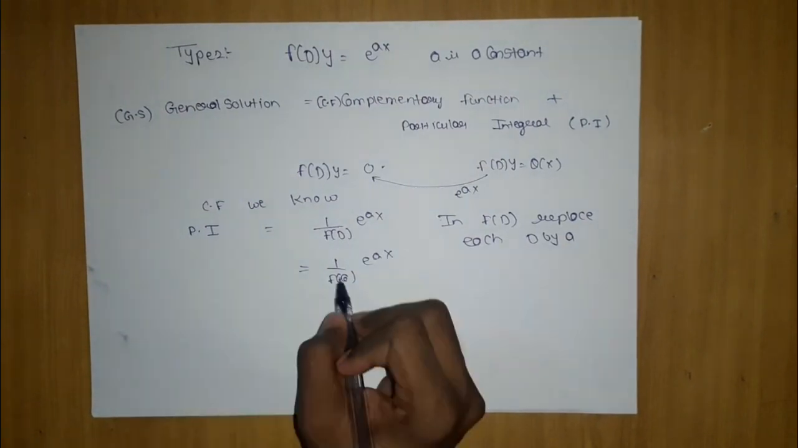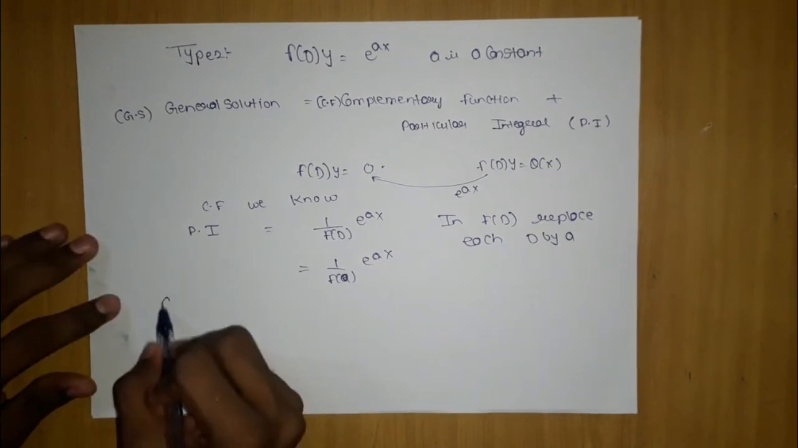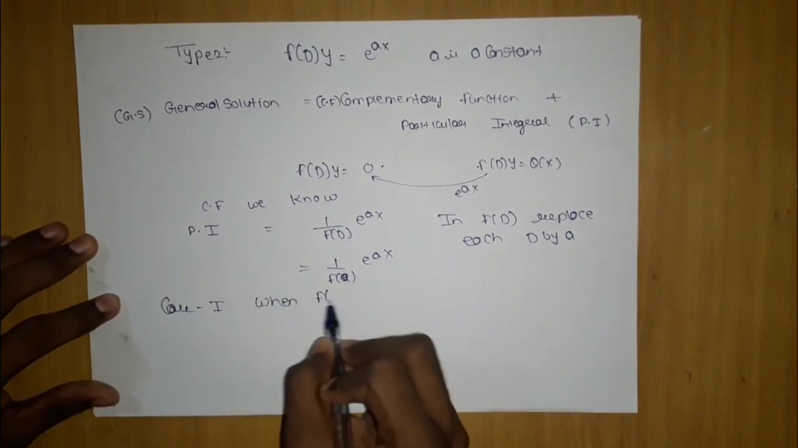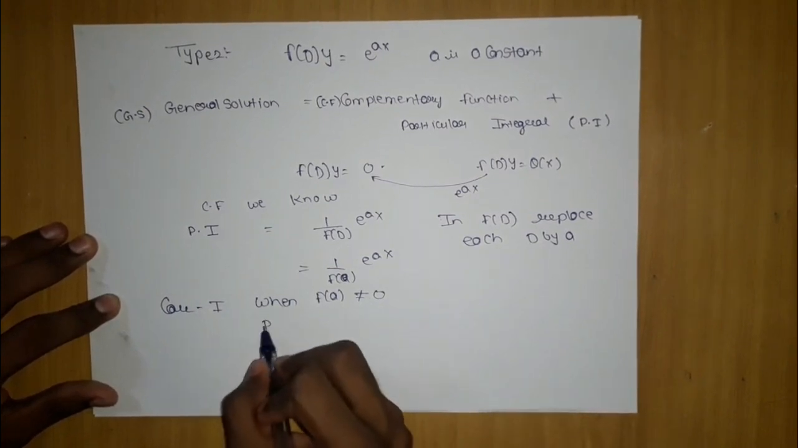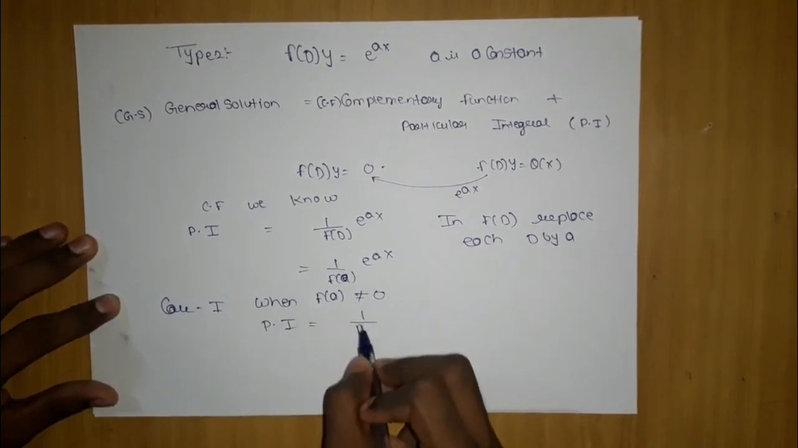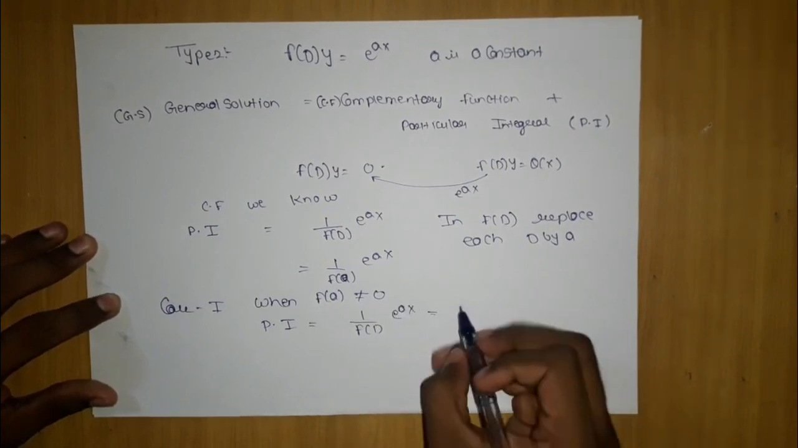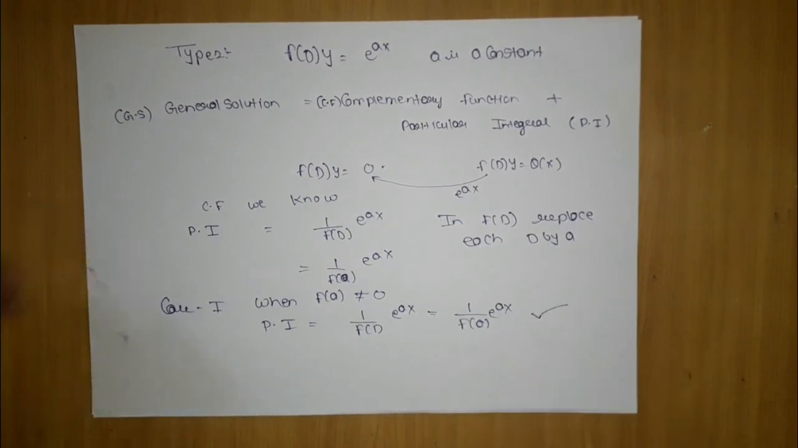We will discuss the cases. We know our particular integral is in the format of 1 upon f of D into e power ax, and in f of D we replace D by a. Further on, we take cases. In case 1, f of a is not equal to 0. Then your particular integral will be directly 1 upon f of a into e power ax. This will be your direct answer, no issue.